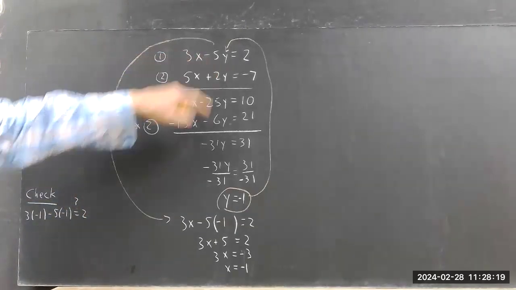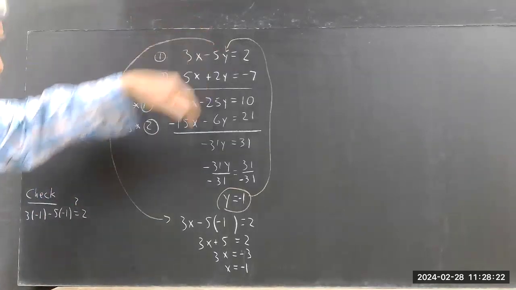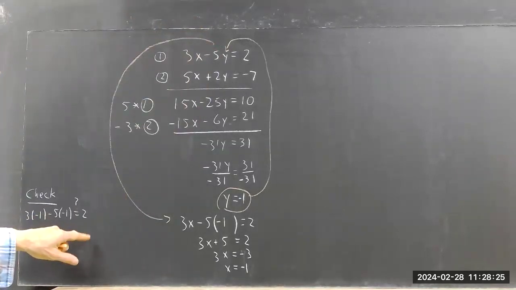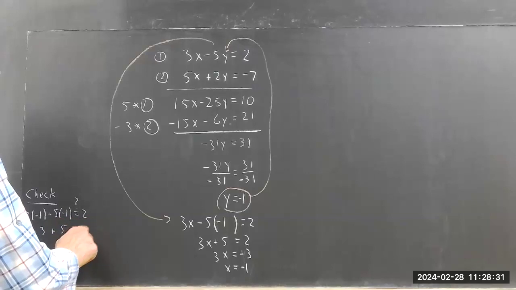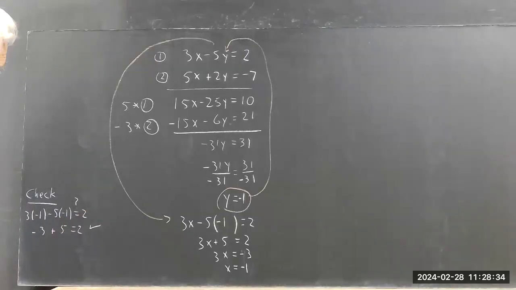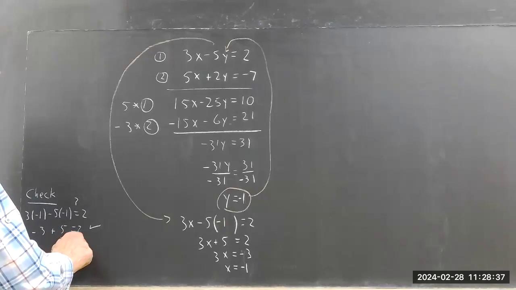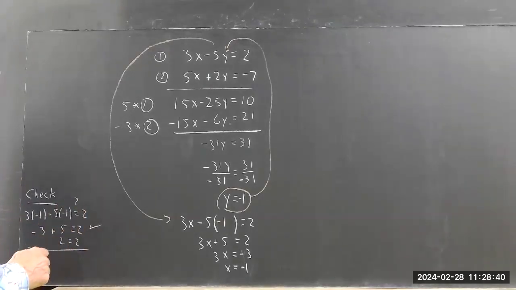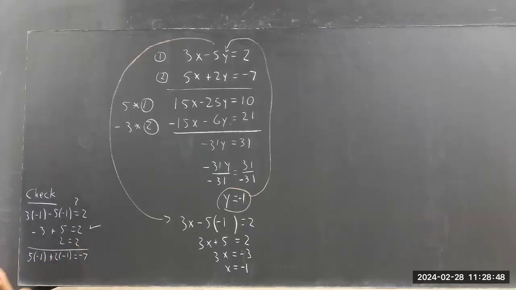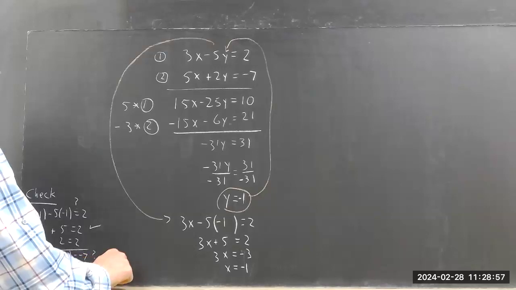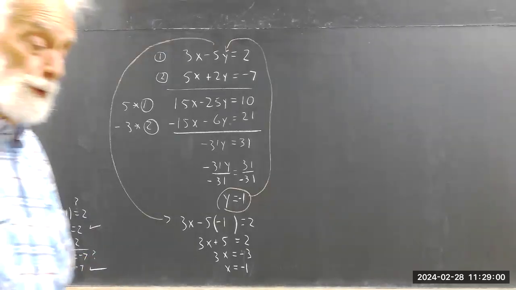Plugging -1 into the first equation for x and -1 for y, that gives me -3 plus 5 equals 2. So that's right. Checks out. Now the second equation. Question mark here. Is this true? Well, yeah, you get -5 and -2 equals -7, and that checks out. Now you know you have the right solution.